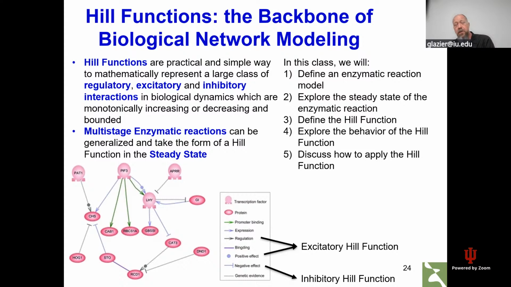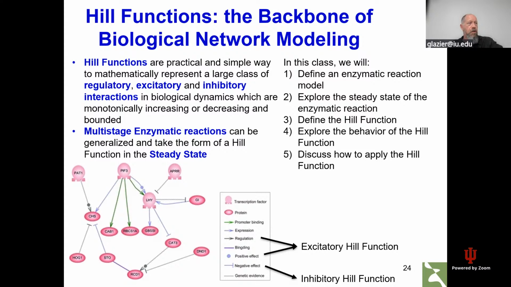Hill functions actually do result from enzymatic reactions. And in the class, I don't know if we'll have time to get to that or not. But if we do the mathematics, we can actually derive the Hill function for a multi-stage enzymatic reaction, at least for the steady state. So Hill functions for multi-stage enzymatic reactions give you the correct steady states, but the kinetics, the transients, are a little bit off.